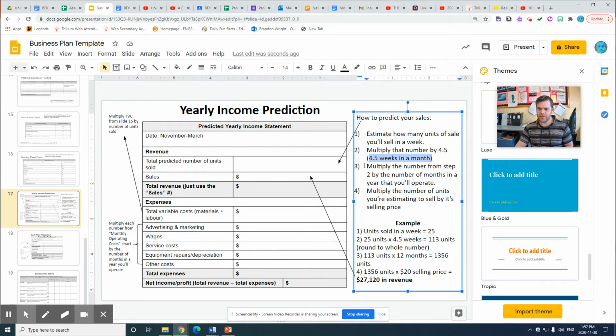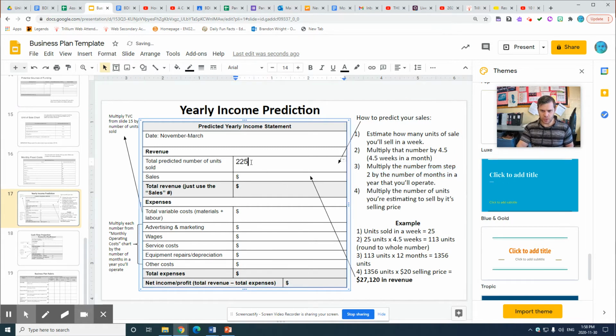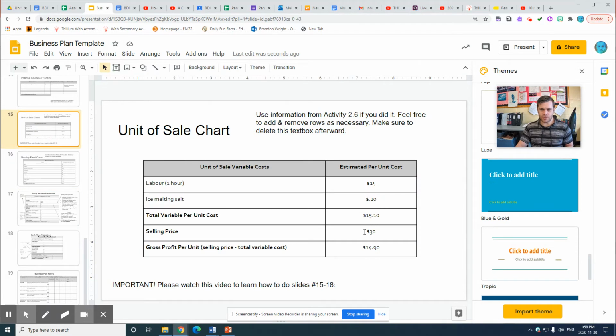That's 45. And then multiply that number by the number of months in a year that you operate. So 45 times 5 months is 225. So I'm expecting to shovel 225 driveways. So I'm going to write that number here, 225 units. And I want to then multiply the number of units, 225, by my selling price, which I've listed right here. Selling price is 30 bucks.